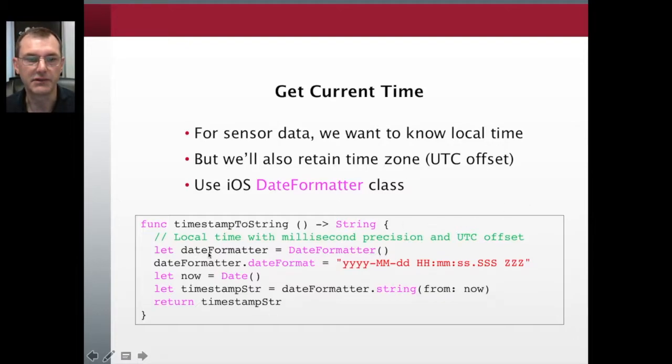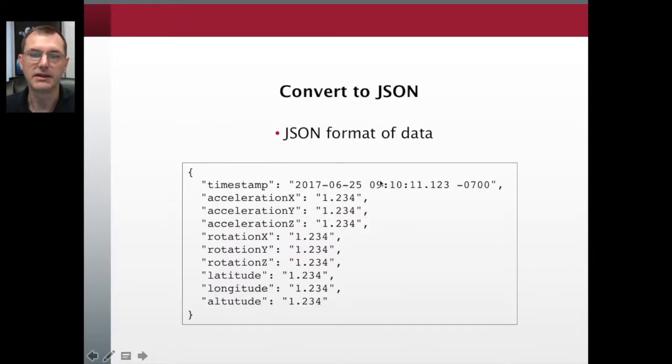Specifically, if we look at this function here, this function is what we'll be using to get a string that represents the current time. And if I can jump ahead just one slide here, this is what the string will ultimately look like. This is our timestamp. So it has the date, the time of day. We're going to get down to millisecond precision on our time. And then we have the UTC offset, which tells us what time zone this is in. But this is local time, and again, that's what we generally want.